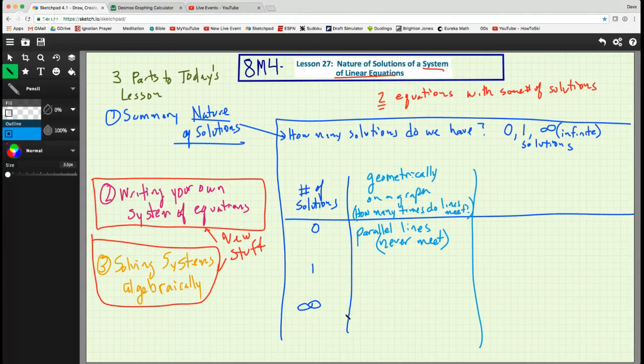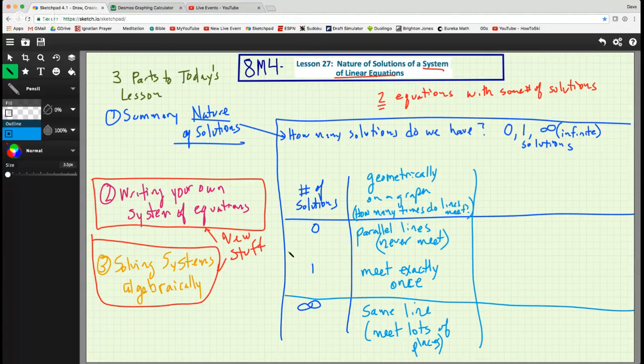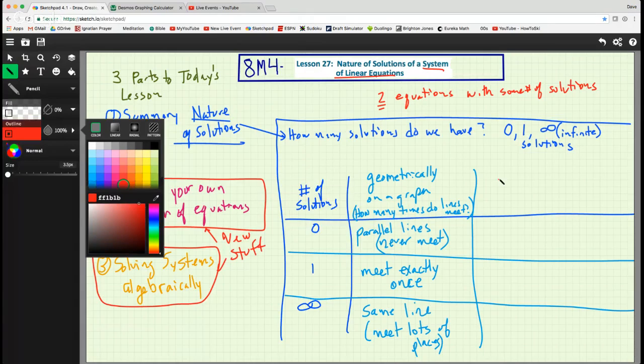Let's go to infinite. Infinite solutions, these are the same line. Remember, if you have two lines lying on top of each other, they intersect all over the place. They meet in lots of places. And then one solution, these lines meet exactly once. Most lines meet exactly once, unless they're exactly the same line or they're parallel.